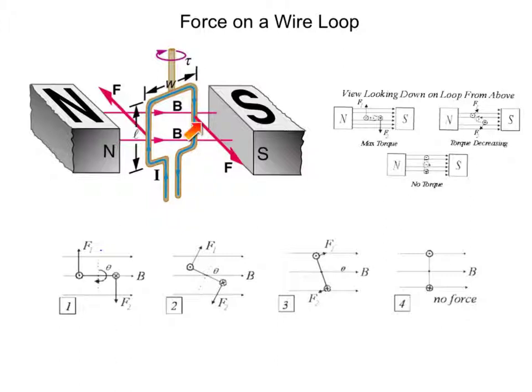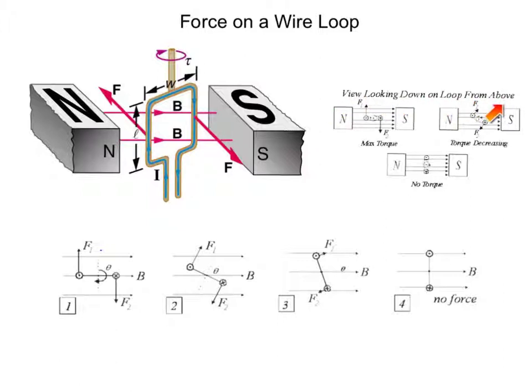The forces are in opposite directions by the right-hand rule, which causes a torque. The loop then will rotate. This is the principle behind electric motors. Over here we see the situation looking down from above that loop.